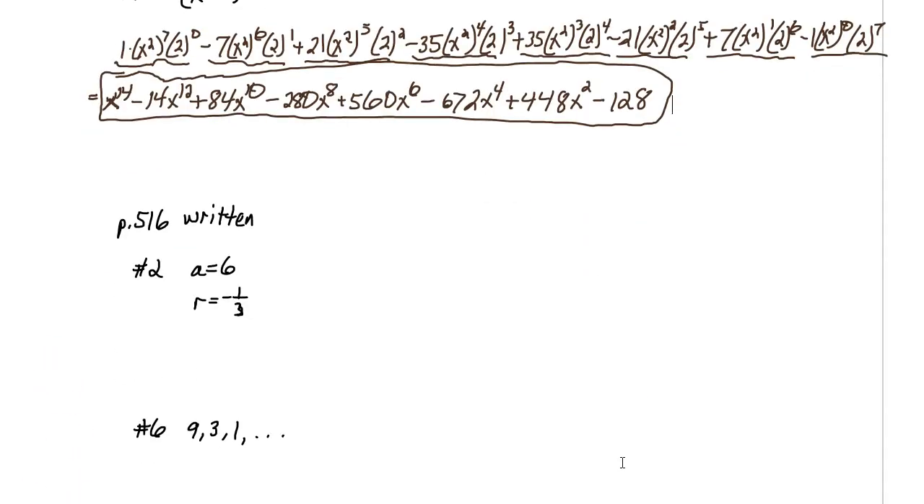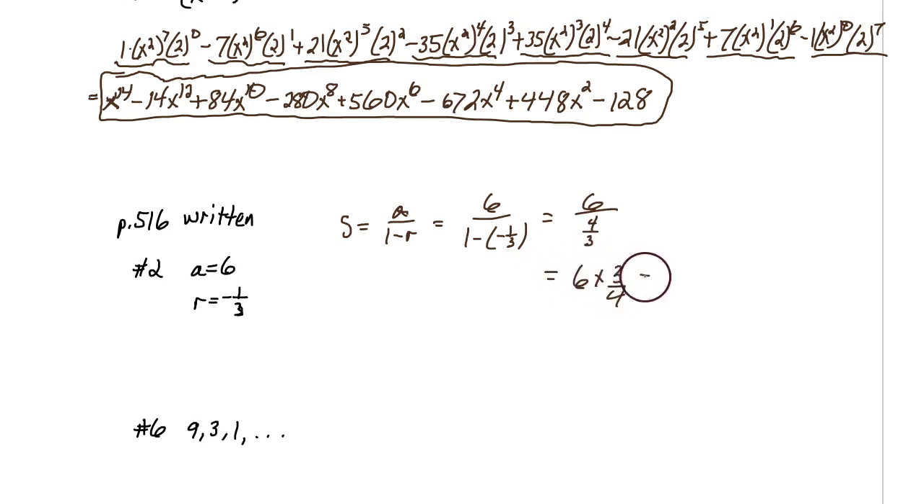Now page 516. For question number 2, we're asked to find the sum of an infinite geometric series. So for the sum of an infinite series, the formula was S equals A divided by 1 minus R. Value of A is 6, 1 minus negative 1/3. This makes 6 divided by 1 plus 1/3, or 4/3. This can be figured out by going 6 times 3/4, which makes 18/4, which reduces to 9/2.